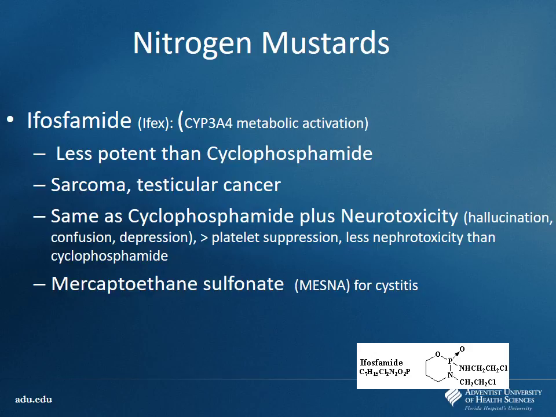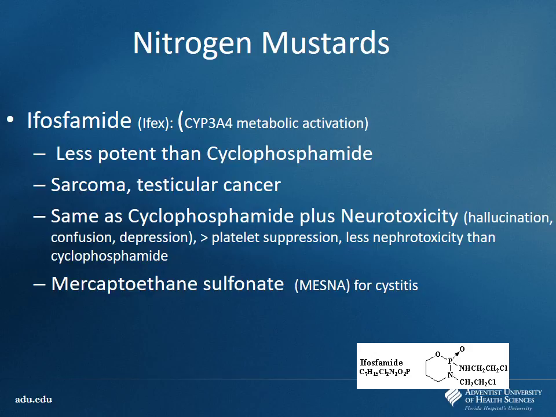We also have ifosfamide, which is pretty similar to cyclophosphamide, very similar toxicities. It's probably not as potent as cyclophosphamide, but you will see use for similar types of cancer. One kind of unique thing with ifosfamide is you end up running into more neurotoxicity associated with this one, so you can actually have patients who have hallucinations, confusion, depression get worsened while they're on this, and so that can be kind of a unique thing that you'll see with ifosfamide. So ifosfamide-induced neurotoxicity.